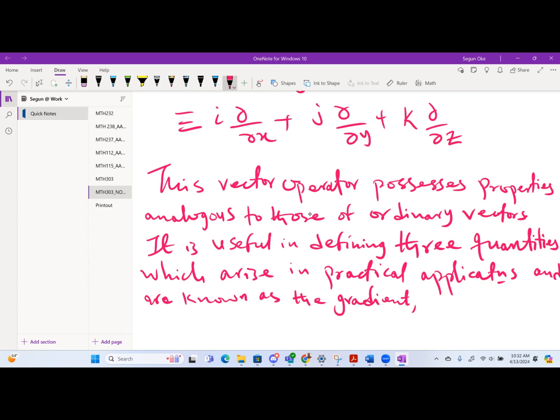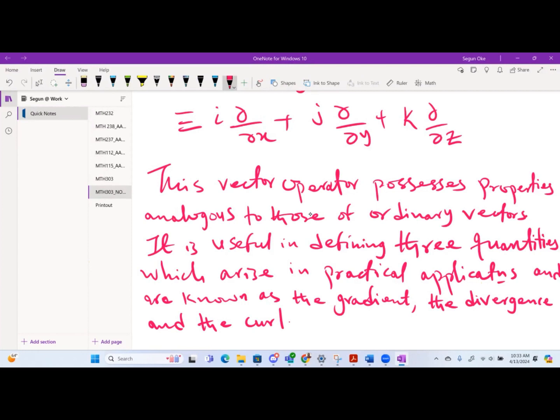The gradient, the divergence, and the curl. You can't do vector calculus without those three key quantities, so let's take note of that. We will pick them one after the other. Let's first of all look at the gradient.